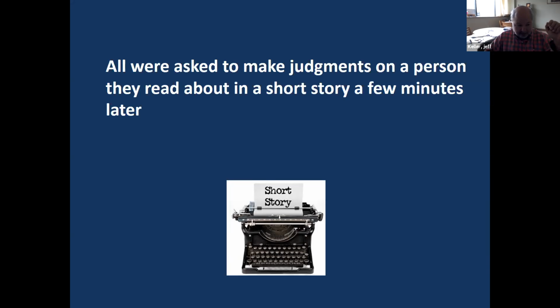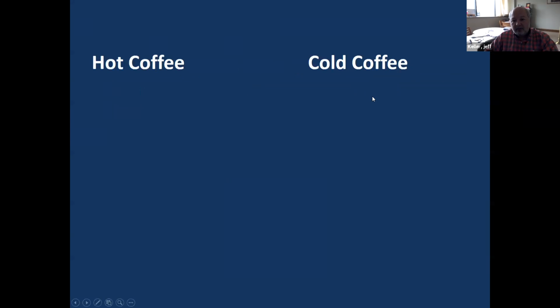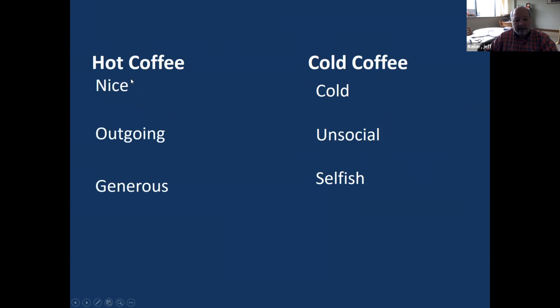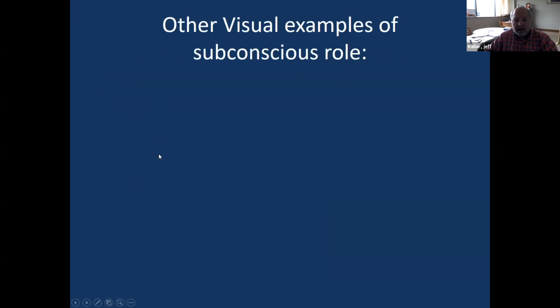But they were asked later that day to make judgments on a short story about an individual. Everyone got the same short story about this individual. And the individuals who got the cold coffee viewed the individual greater than 50% as being cold, unsocial, or selfish. The people that got the hot coffee, again, they didn't drink it. They were just holding it in their hand. That stimulation was enough to make them view the same person as nice, outgoing, and generous.